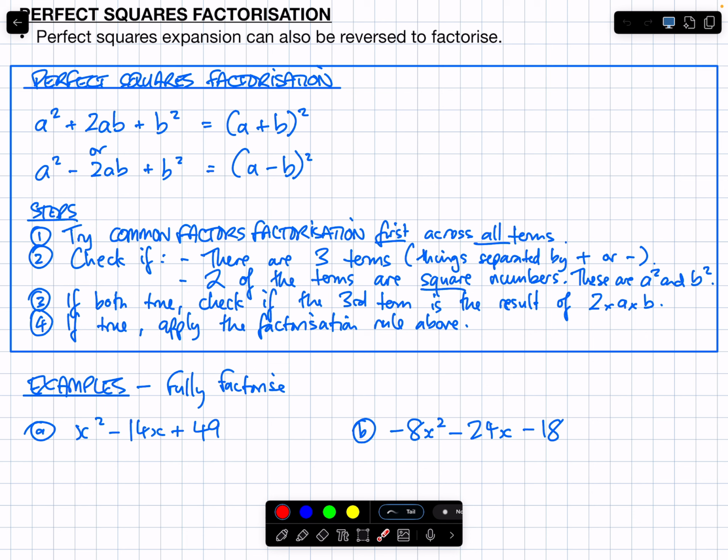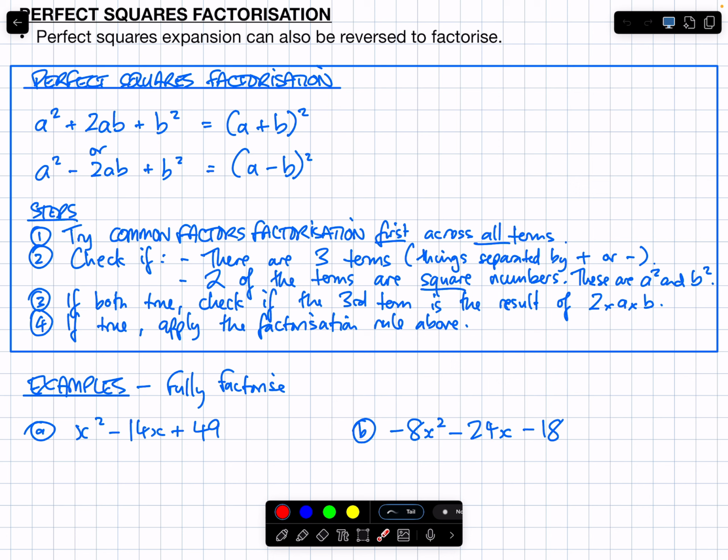All right, what are the steps involved? All of these factorizations, they will always say, try common factors first across all the terms. How do I double check if it's perfect squares? Check that there are 3 terms. 2 of the terms have to be square numbers. These are a squared and b squared. If both of these things in step 2 are true, check if the third term is a result of 2ab. And if that is true, you can apply this rule above.